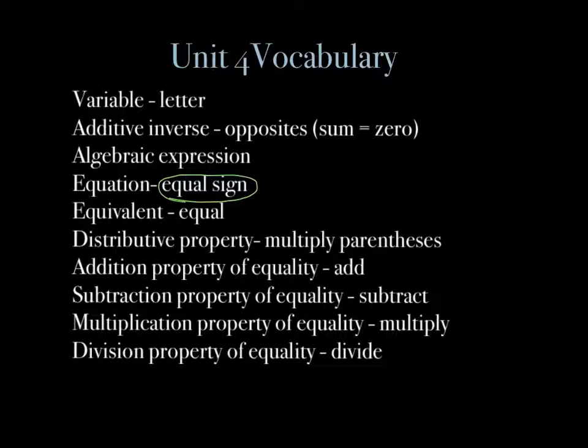Then you have some properties. The distributive property, the clue that I want you to look for, it involves multiplying parentheses. And then you have your addition, subtraction, multiplication, division properties of equality, and you should match those up with the correct operation that they show. The addition property of equality says that you can add the same things to two sides that are already equal. The subtraction property talks about subtracting, and then the same thing goes for multiplying and dividing.